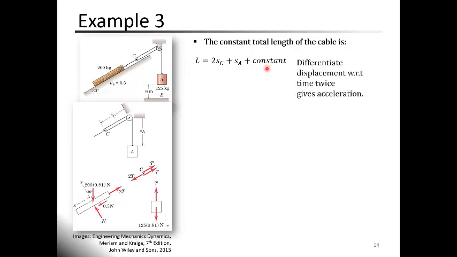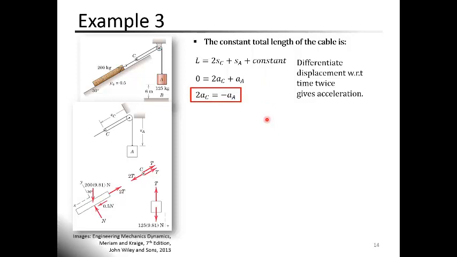If we differentiate this displacement with respect to time twice, the derivative of L is zero because it's constant. The first time derivative of the displacement gives you the velocity, and the second time derivative gives you the acceleration. So this is going to be 2AC, the acceleration of point C, plus A sub capital A, the acceleration of the block A. The time derivative of the constant is 0.